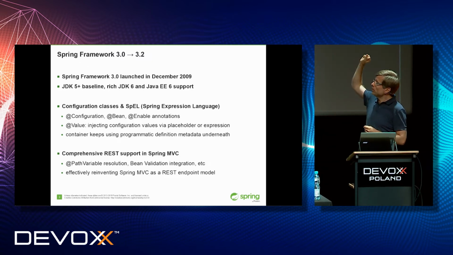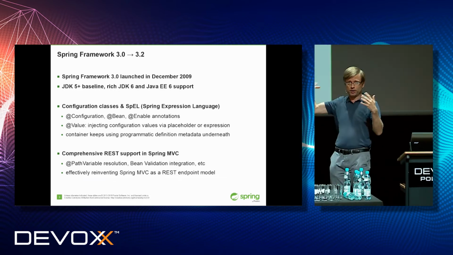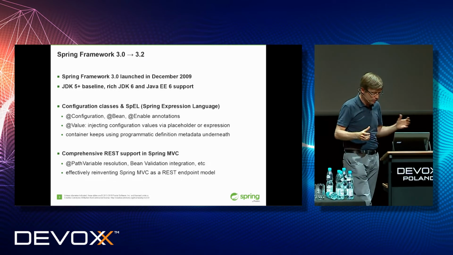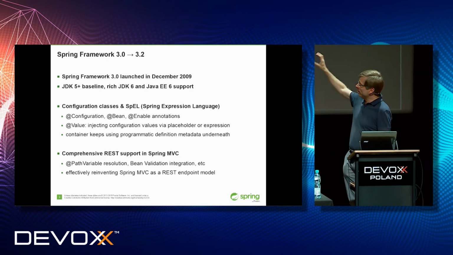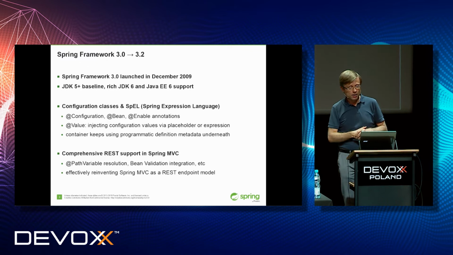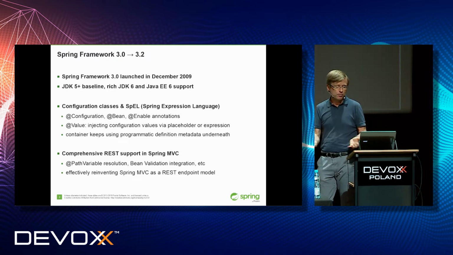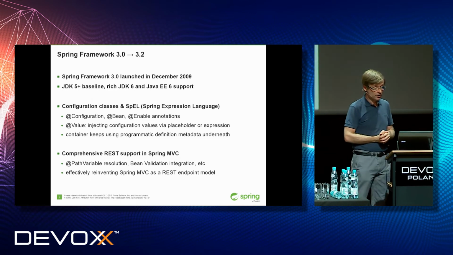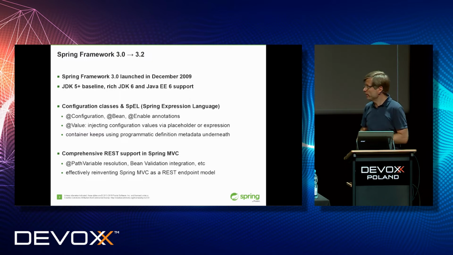Framework-wise, it introduced the notion of configuration classes. Previously, a prototype, kind of a non-supported extension that we called Java config before, became part of the core framework offering at that time. Of course, that's the foundation for what is now known as Spring Boot. Spring Boot is really configuration classes on steroids. The core facilities were introduced 10 years ago in Spring Framework 3.0.